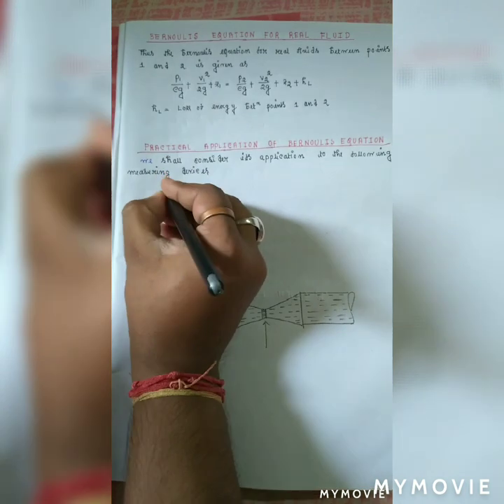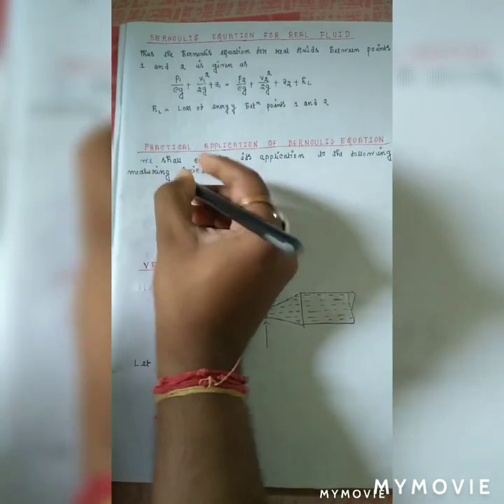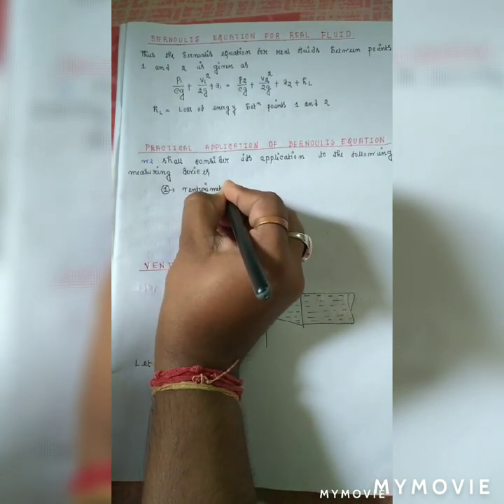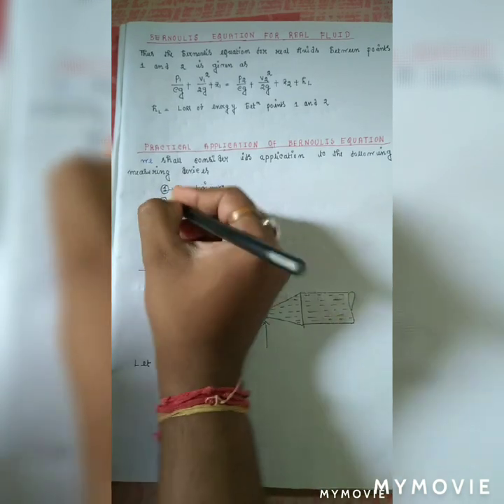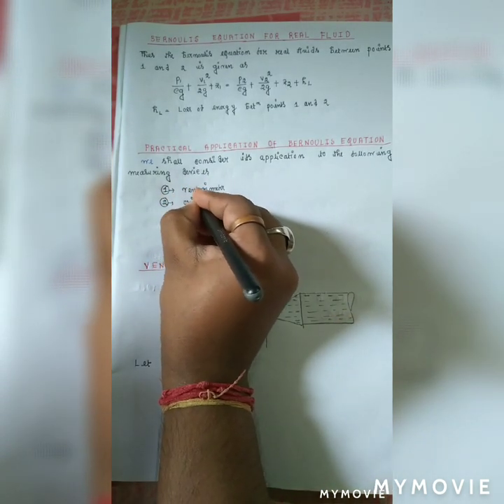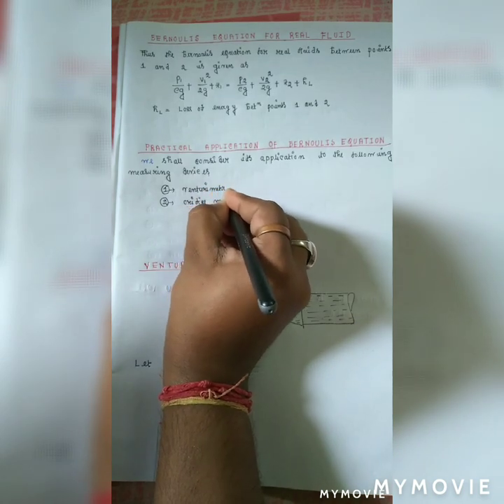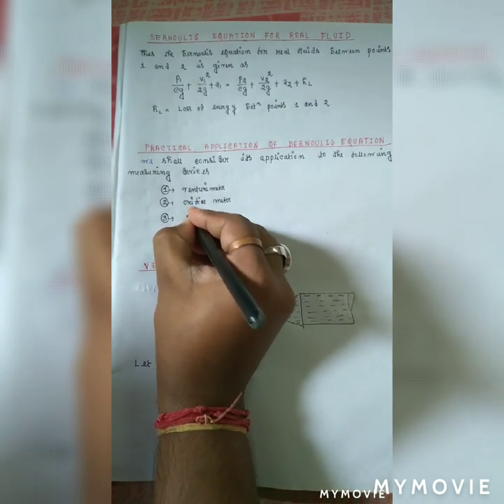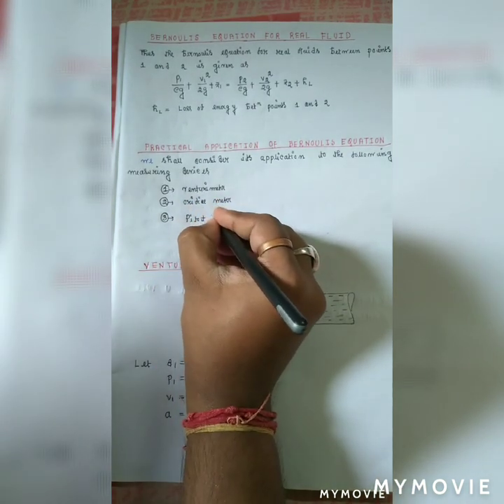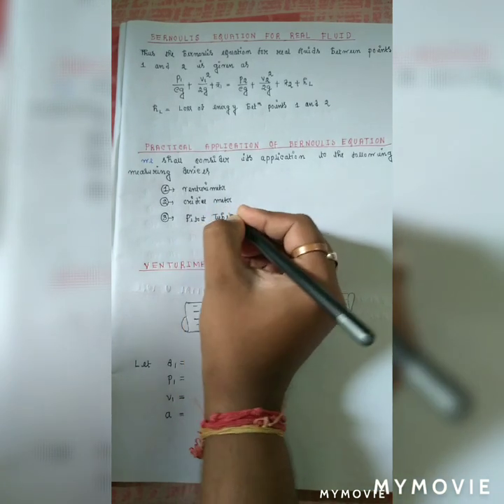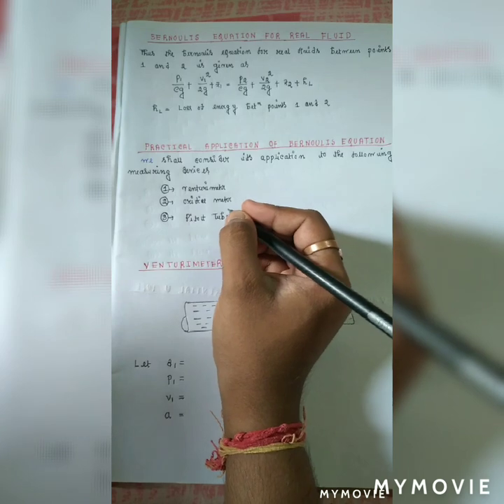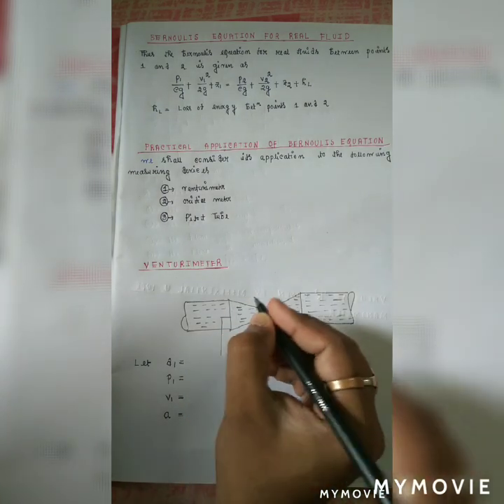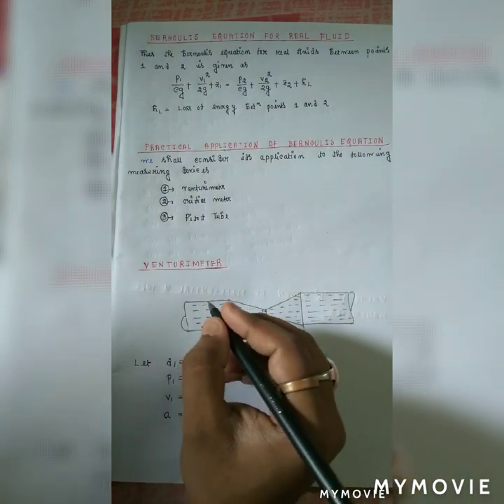Number one is venturimeter. Number two is orificemeter. Number three is pitot tube. These are the main sections. Now we can discuss venturimeter. What is venturimeter actually?